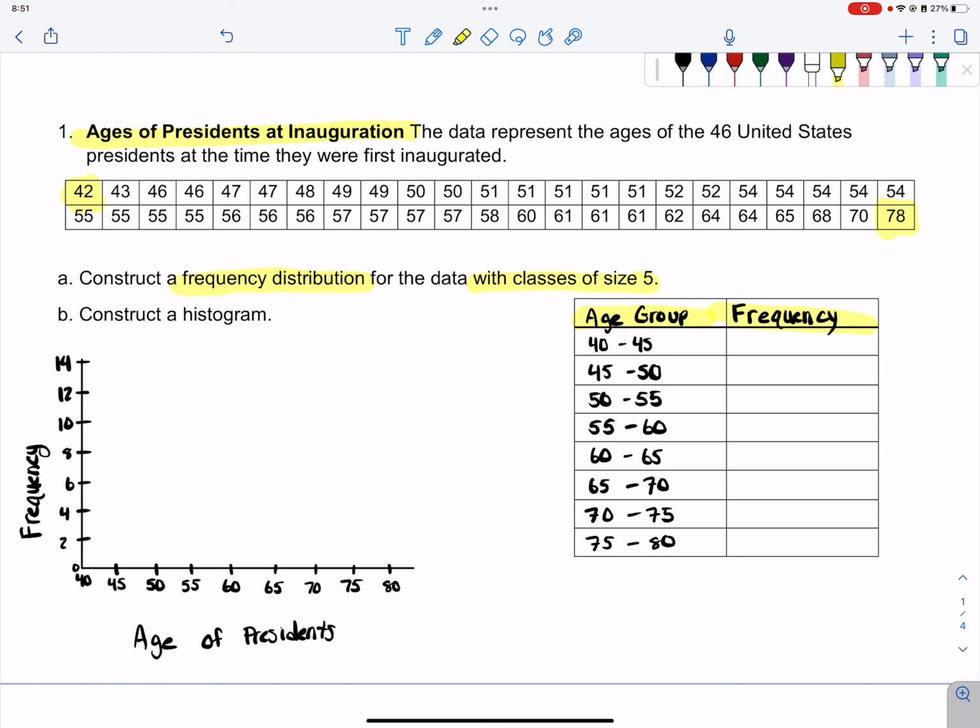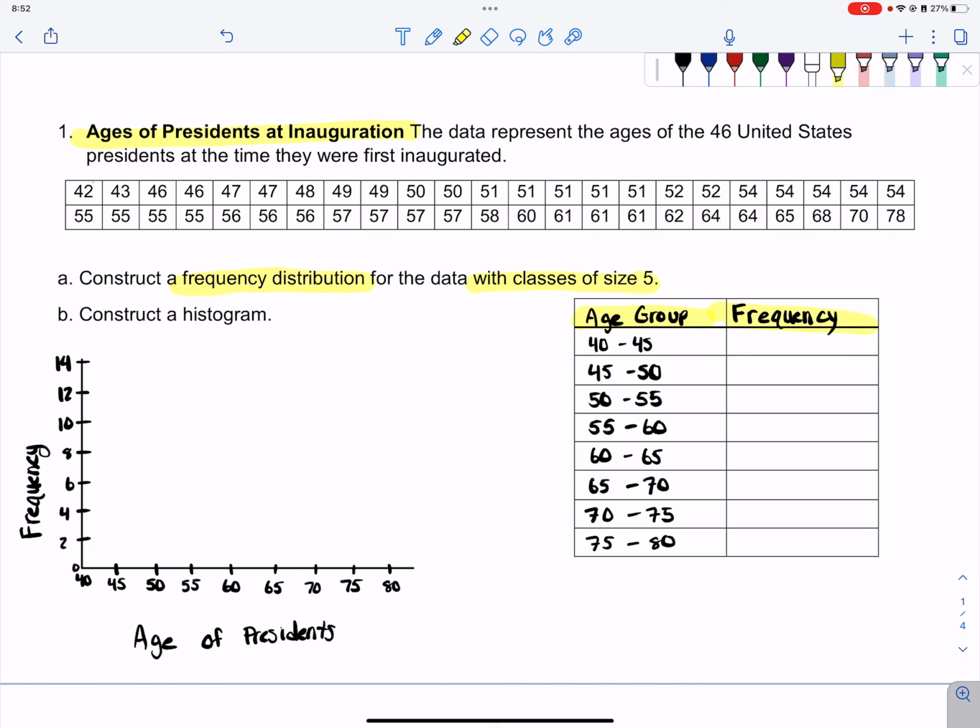And I want them to be classes of size 5. So in order to use nice numbers, what I'm going to do is to start off not at 42, but at 40, so that I have 40 to 45, 45 to 50, 50 to 55, and so on, to just keep counting up for all of my age groups here. And now that I have the age groups, I need to count up how many presidents are in those groups.